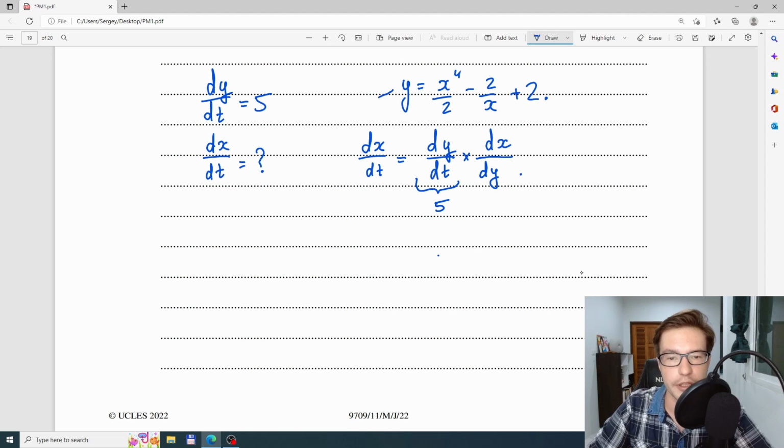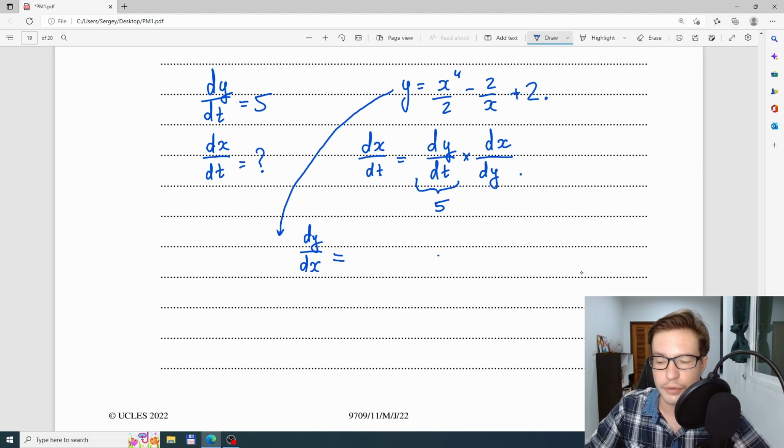I can do it by differentiating y. I will find dy over dx that equals 4x cubed over 2 plus 2 over x squared. Then the derivative of 2 is 0. Now, we're given that x equals 1.